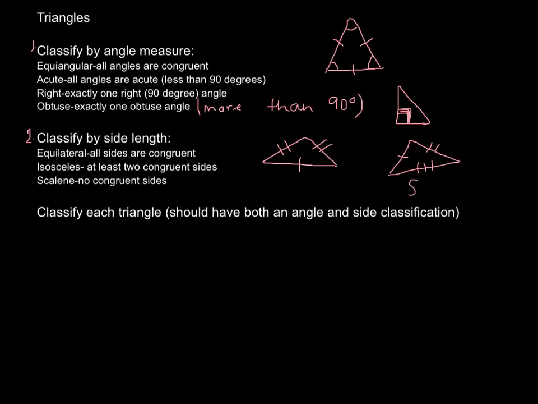So this would be scalene, isosceles, and equilateral. Okay, so that's how we classify these ones. Now let's practice. We have to classify both by their angles and by their sides. So our first one's going to look like this.